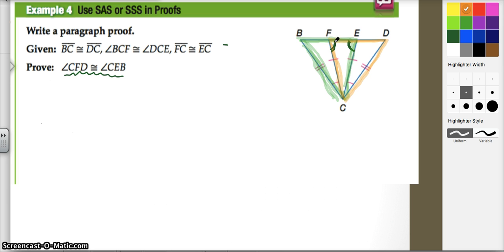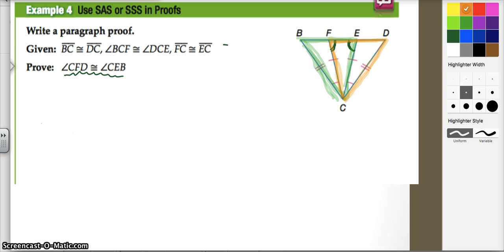I think if I can concentrate on these two triangles, this would be good. And I'm about to use something that I don't think they talked about, but I'm going to talk about it anyway. Something called congruent parts of congruent triangles are congruent. So my story is this: if I can prove that the green triangle and the yellow triangle are congruent, then I can say that the angles CFD and CEB are congruent parts of these two triangles, and therefore, since they're congruent triangles, they are congruent.